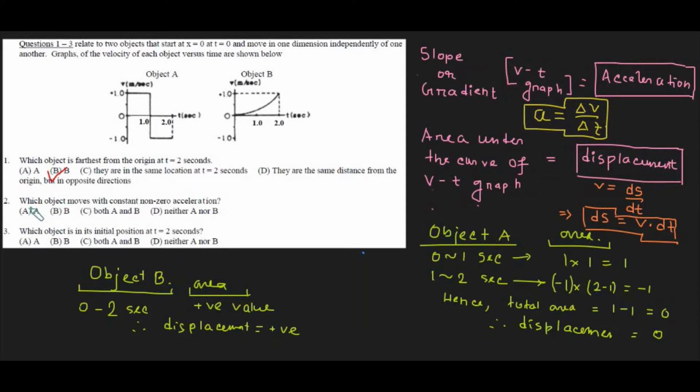Now the second one: which object moves with a constant non-zero acceleration? Note that they have defined here constant non-zero acceleration. Earlier we have already defined that acceleration can be represented by the gradient of the velocity time graph. So in case of the first graph, object A, whose velocity is constant throughout 0 to 1 second and is constant between 1 to 2 seconds, the acceleration is equal to 0 between 0 to 1 second, and similarly between 1 to 2 seconds it is 0.